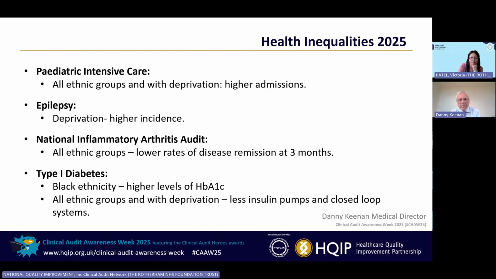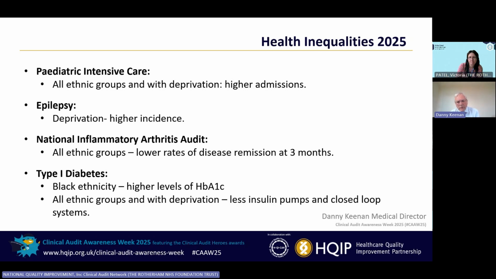Okay, and just carrying on in that theme of across the board, pediatric intensive care, deprivation. I haven't really mentioned deprivation much, but deprivation and ethnicity hit different buttons, but frequently hit the same button. And that's a double whammy, so to speak. In terms of pediatric intensive care, all ethnic groups and deprivation have higher admissions. That's again a very stark number, isn't it? When you look at why is that, and what are we, society, probably much wider than we in healthcare, but we in society thinking and doing about tackling these root causes that lead to these problems.